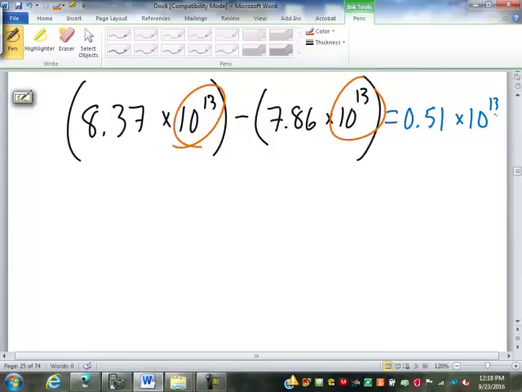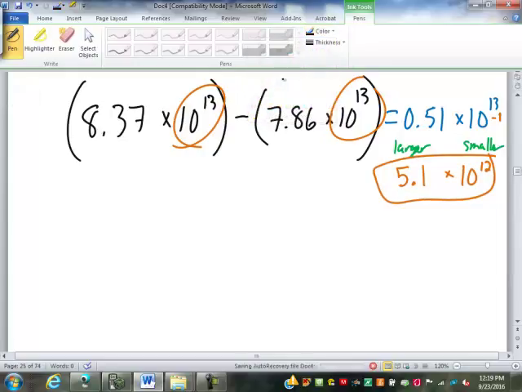Now, what do I want to do with this? I want to make it 5.1. Does that number get smaller or larger? Well, 0.5 to 5 is larger, isn't it? So my power has to get smaller. What is 13 minus 1? 12. So 10 to the 12th.